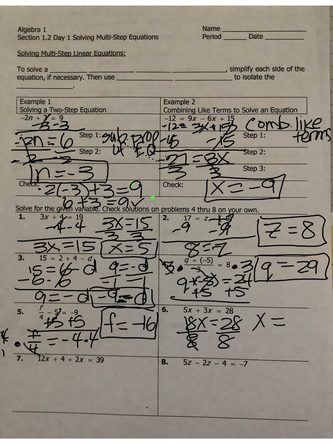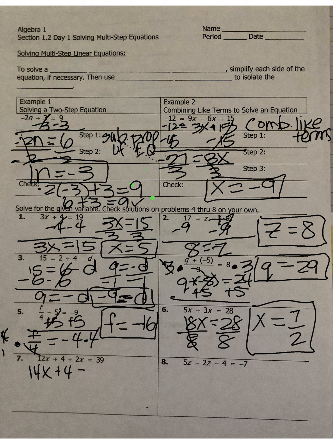So 28 over 8, 4 goes into both of those. My answer is going to be 7 halves. Okay? I divided top and bottom by 4 to get 7 halves. Number 7, 12x plus 2x. Doesn't matter that they're not right next to each other. I still can combine them.